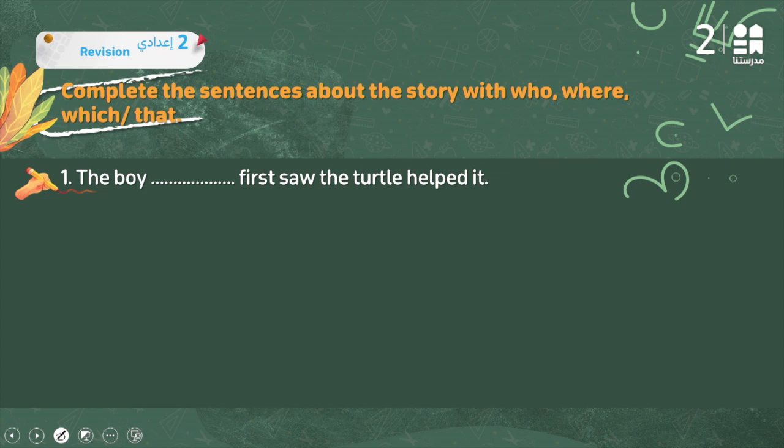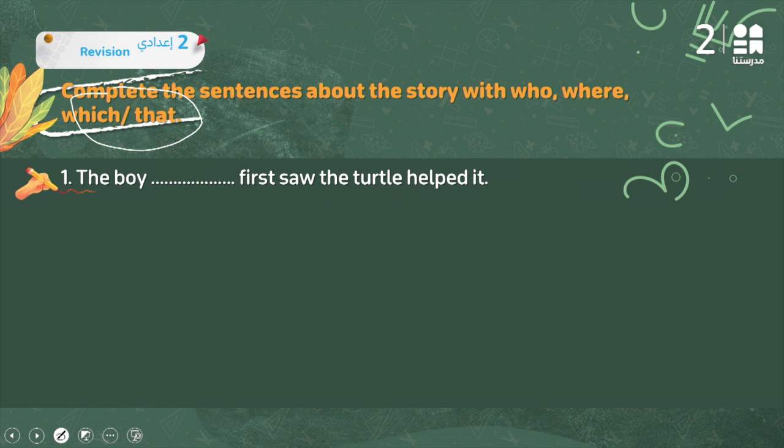Okay, let me remind you of these words. Who, where, which and that. I call them relative pronouns. And why should I use them? To replace the pronouns. Okay?